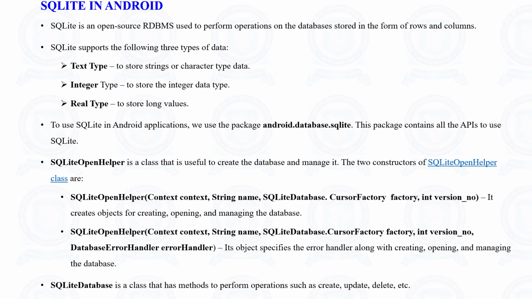Another constructor is used to create an object that specifies the error handler along with creating, opening, and managing the databases. We have the two constructors. One is just creating, opening, and maintaining the databases. Another one is the same and includes the error handling functions. SQLiteDatabase is a class that has methods to perform operations such as create, update, and delete.